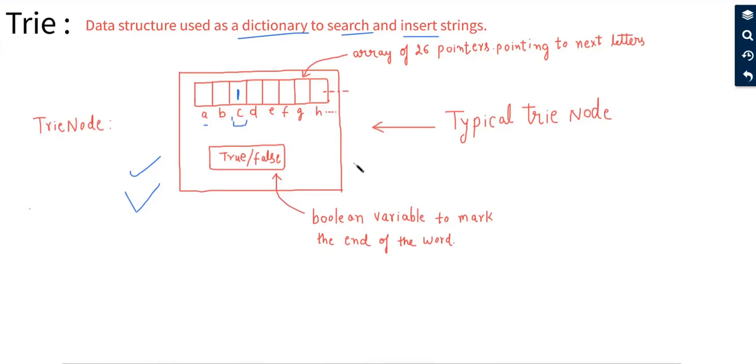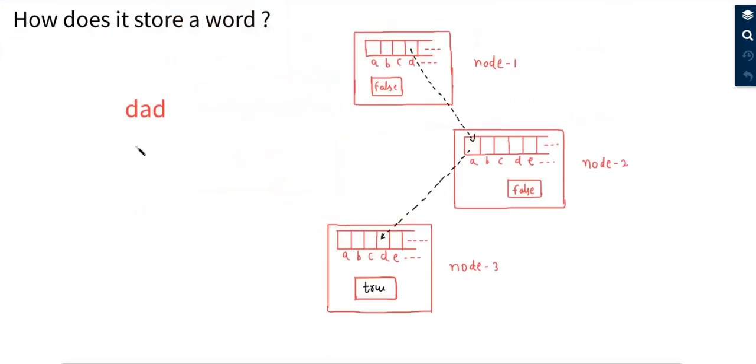Let's better understand using an example. Let's say we want to store DAD into a trie. So we have three characters, hence we require three trie nodes. In the first node, I want to store D, and I go to D and I store a pointer which points to the next node of the trie which contains A.